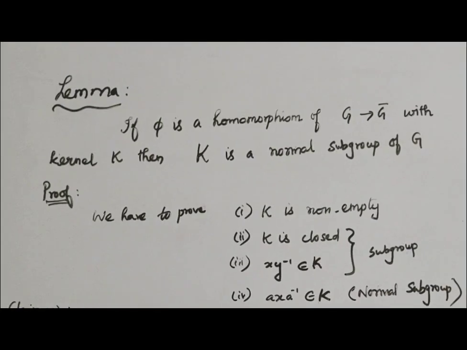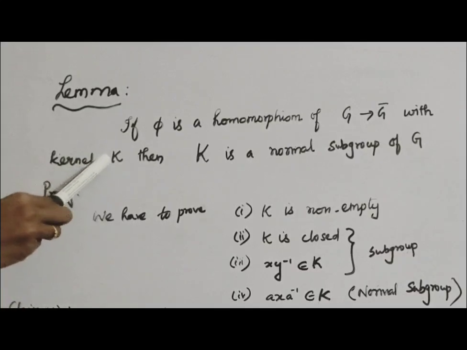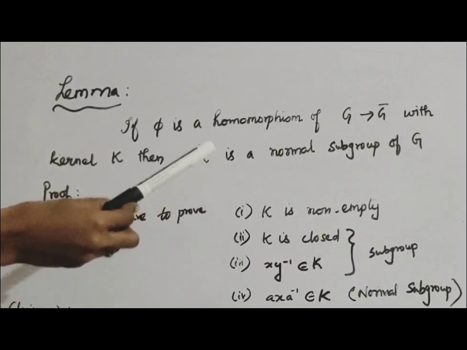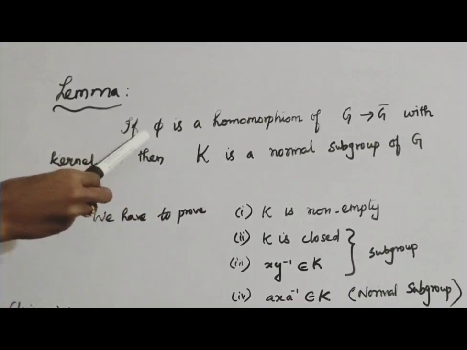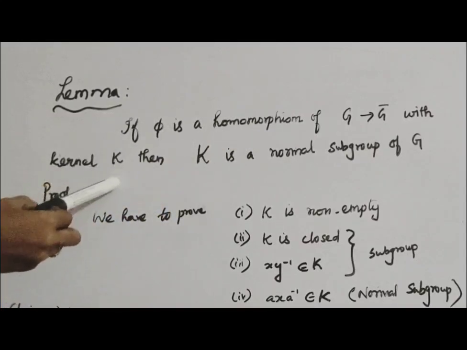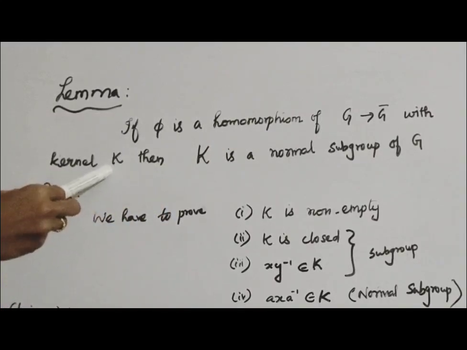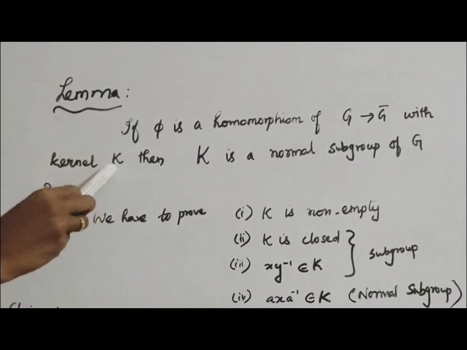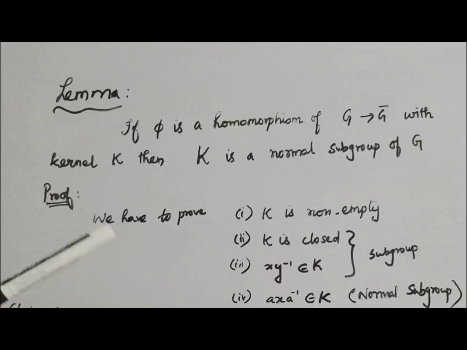In this video, we are going to discuss the next lemma. If phi is a homomorphism of G to G bar with the kernel K, then K is a normal subgroup of G. What is given? Phi is a homomorphism from G to G bar with the kernel K. Then you have to prove that this K is a normal subgroup of G.